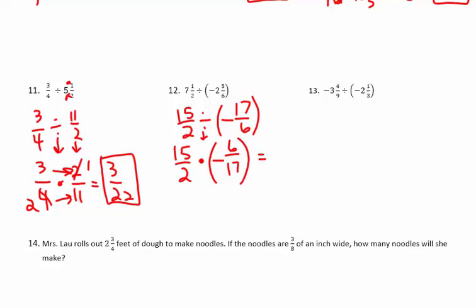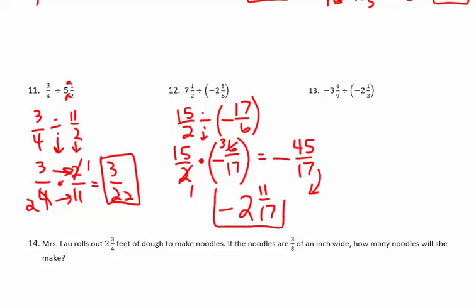I can reduce the 2 and the 6 by 2. I'm multiplying now. I have a positive fraction and a negative fraction. Positive times a negative is a negative. And I multiply across and get 45/17. And I'm going to go down here now so I don't crowd that. So I turn it into a mixed number. -2 and 11/17 is what it would become.